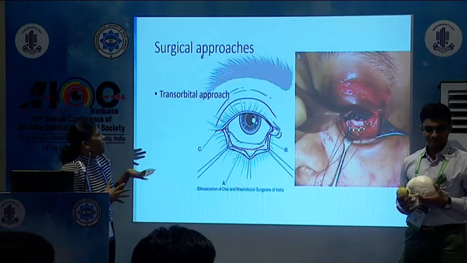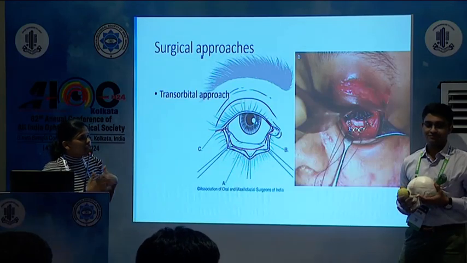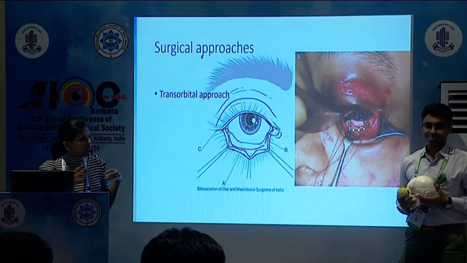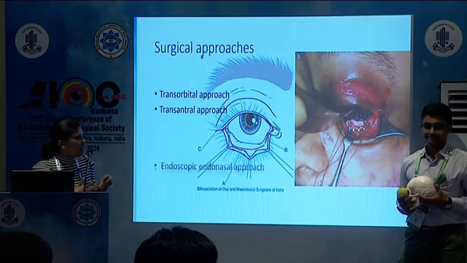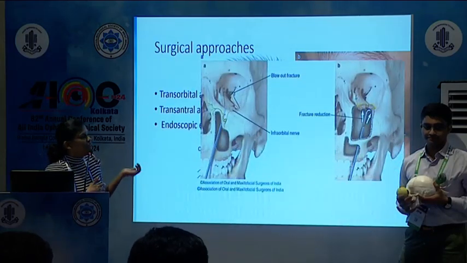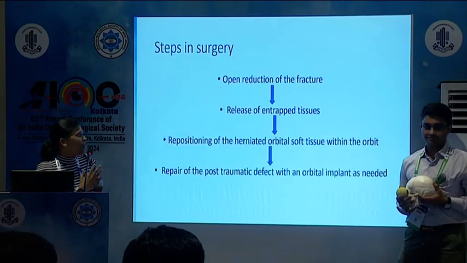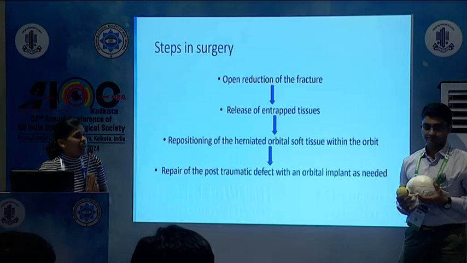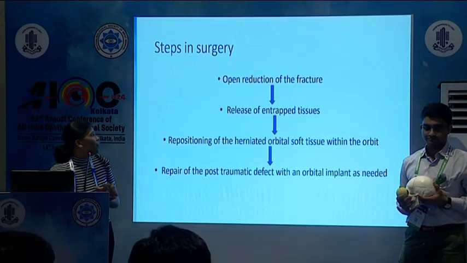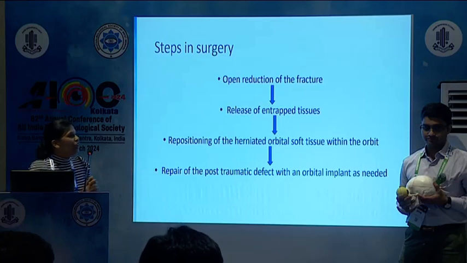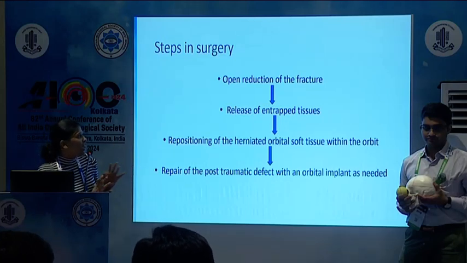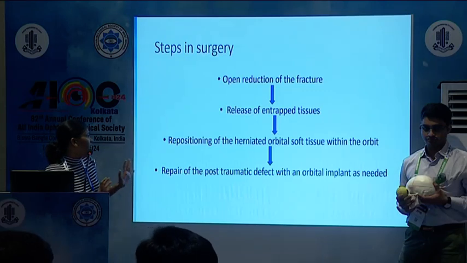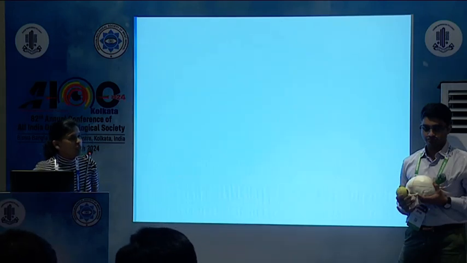Transorbital: transcutaneous, conjunctival and cul-de-sac, and transantral, and endoscopic for the posterior floor fractures. And these are the steps where we reduce the fracture, release the entrapped tissue, reposition the herniated tissue, and repair the post-traumatic defect. Thank you, sir.